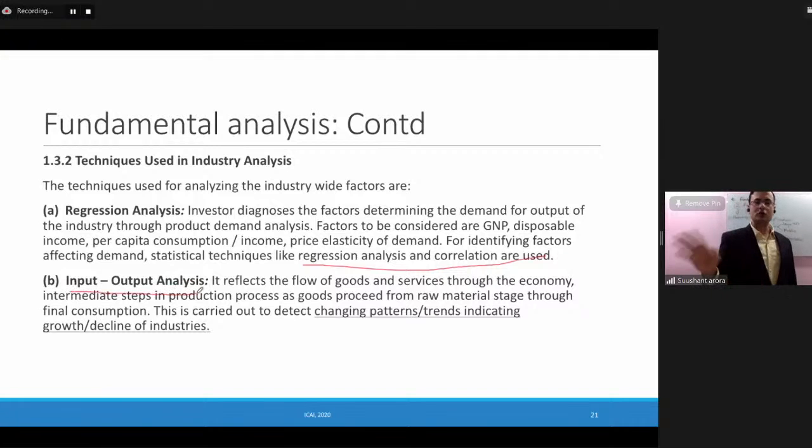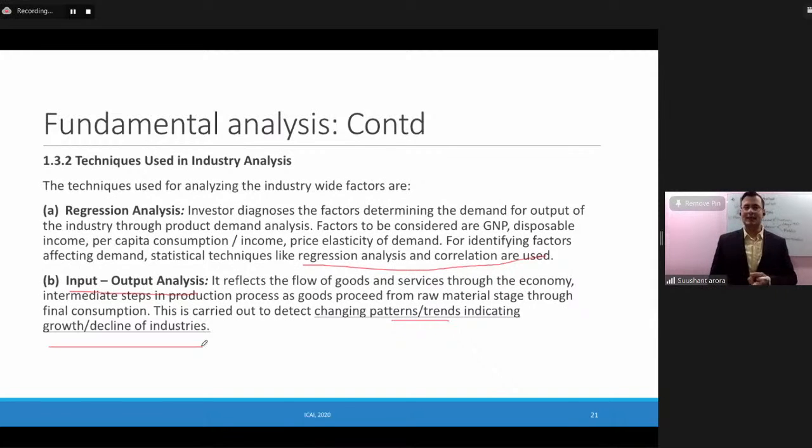How do you see this input output analysis? You see the economy and the steps in the production process, detecting the patterns and trends, indicating the growth in industries. So what are patterns and trends? This again I have to teach you in the technical analysis chapter.